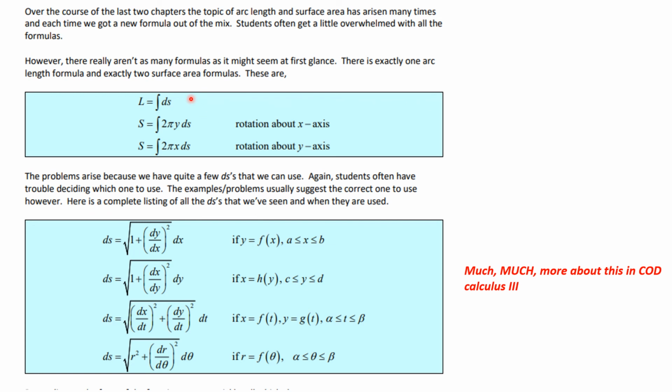Now, we've really talked a lot, and this is kind of a summary slide, but you see the arc length is an important thing in Calculus 2. It's even more important in Calculus 3. And so we have this expression for arc length, and we have this expression for the surface areas. ds appears in all three of those, but we have 4 different ways to talk about ds. ds can be this if I'm integrating dx, this if I'm integrating dy, this if I'm integrating dt, and this if I'm integrating d theta. Wow, quite a bit here. Much, much more about this in Calculus 3.